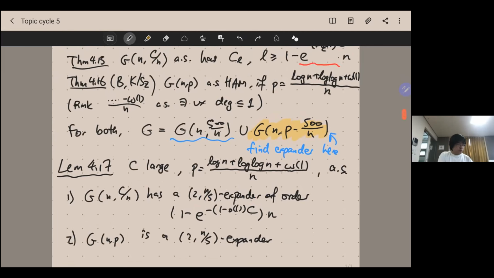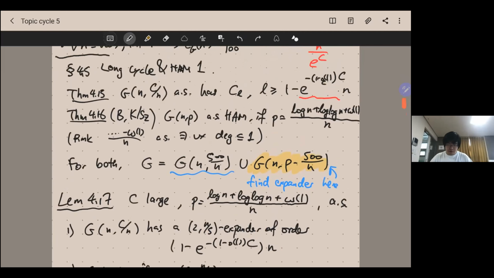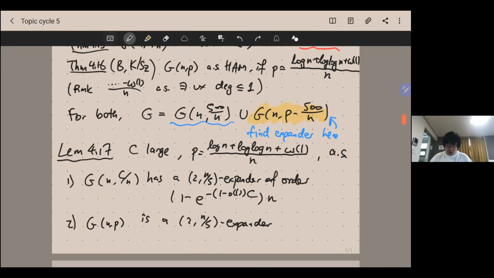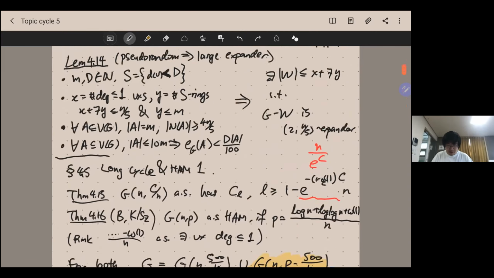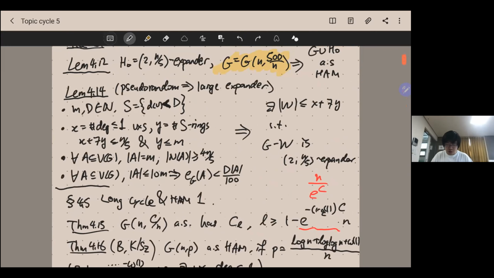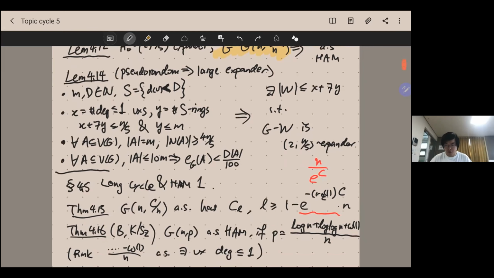The proof of 417 makes use of 414. So the goal now, as written here, the blue part, is to prove lemma 417 to find the large expander. To find a large expander by 414, we know that all we need to do is to bound X and Y. Also, we need to prove the second and third conditions, the large set expansion and upper uniformity, but these are quite easy. All these three conditions are fairly easy to verify.